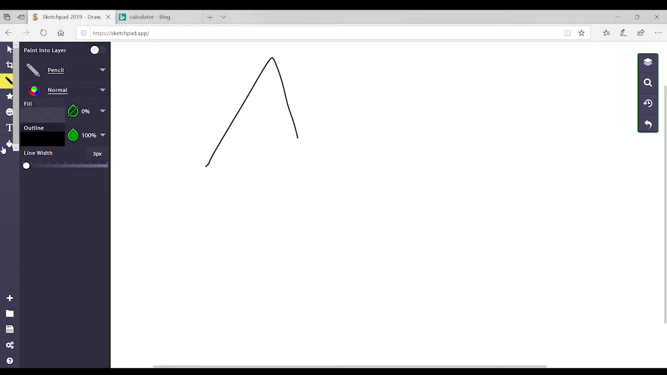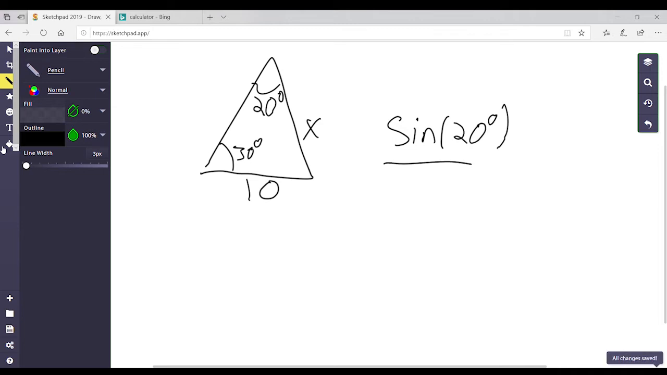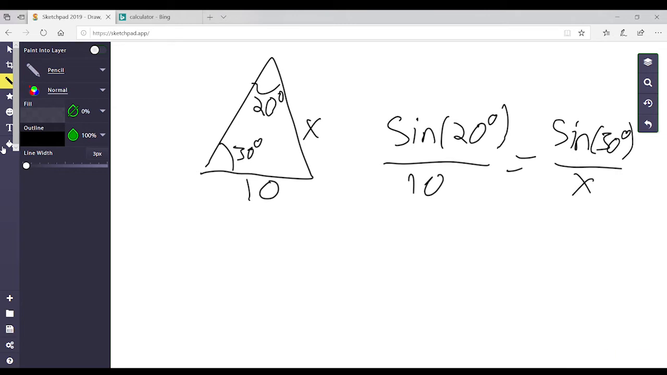Let's say we have a triangle. It has three sides. Let's use 10. And then we have the angle, say 20 degrees is the angle, and we know that this angle is 30 degrees. Okay, and we want to find what this side is going to be equal to. So we know that sine of 20 degrees divided by 10 is going to be equal to sine of 30 degrees divided by x, right? So here we are applying the sine law.